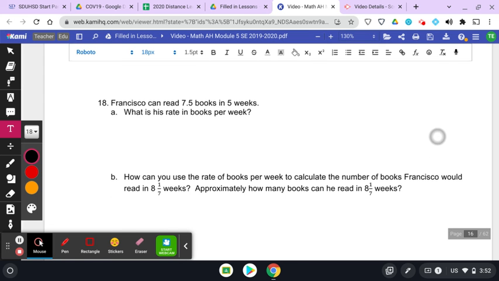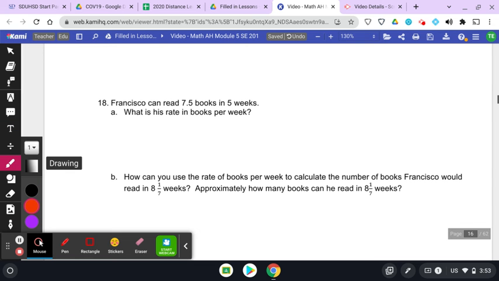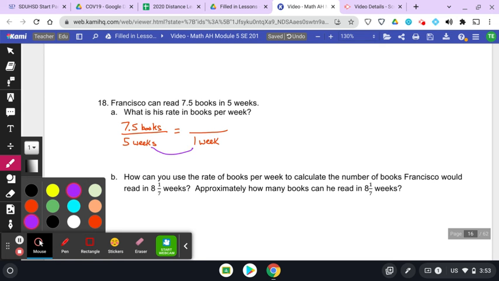Okay, new problem. We're off with Travis. Francisco can read 7.5 books in 5 weeks. What is that rate in books per week? So per week on the bottom needs to be 1 week. So we're going from our 7.5 books in 5 weeks. I want to know how much that is in 1 week. So I have to multiply by 1/5, or I need to divide by 5, same thing.